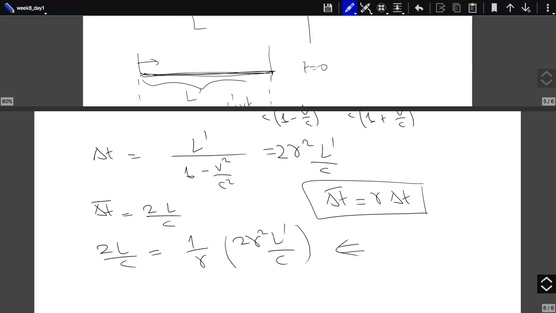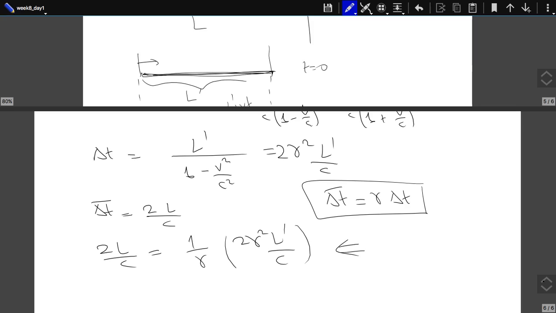Then what are we doing wrong? Well, what did I do? Delta T bar is the time measured in the train. In the train, the rod is at rest. So the light starts here, goes to the other end, and comes back. So it covers a distance L and another distance L. So it covers a distance 2L with the speed c.